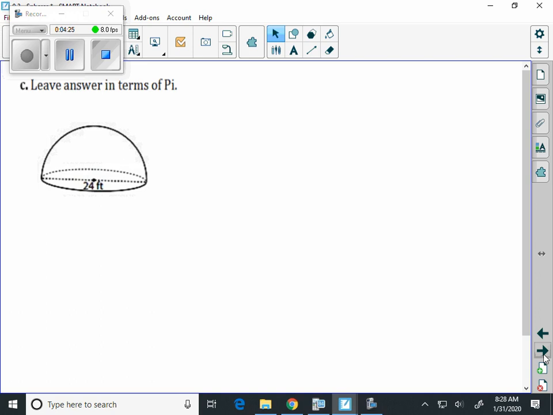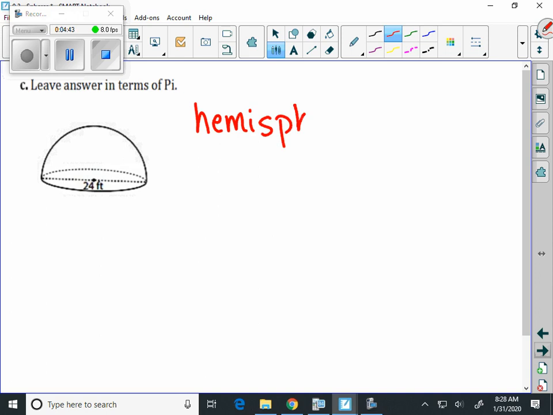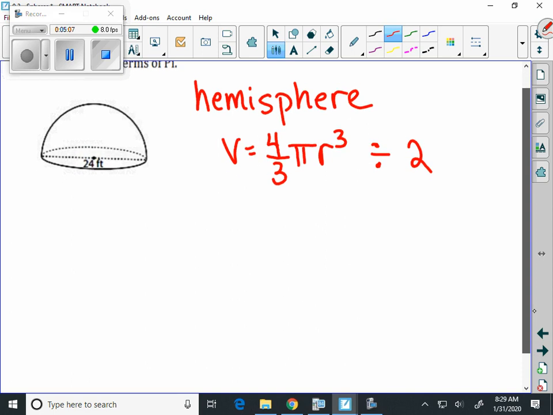Problem number 3, and actually letter C. Leave the answer in terms of pi. But what we have on this one is half of a sphere, and that is called a hemisphere, if I can pronounce it correctly. So we're still going to use the volume formula 4/3 pi r cubed. But when we finish, I'm going to divide my answer in half, divided by 2. That's how I approach it, so I don't want to come up with a whole new formula.